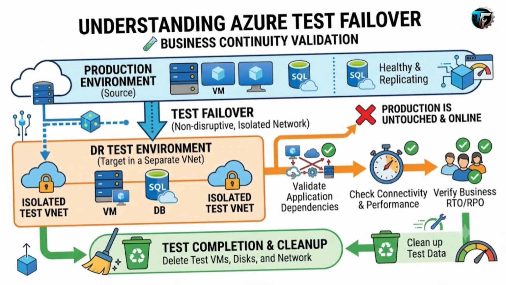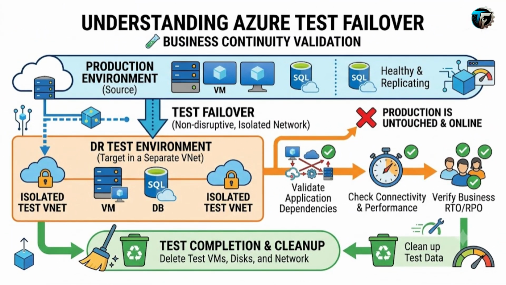One of the most important practices in disaster recovery is testing. We don't want to discover during a real disaster that our recovery process doesn't work. That's why organizations should perform planned disaster recovery tests. We validate the recovered environment, application dependencies, and connectivity. And after testing, we clean up the temporary recovery resources according to the chosen test process. A disaster recovery plan that has never been tested is only an assumption.